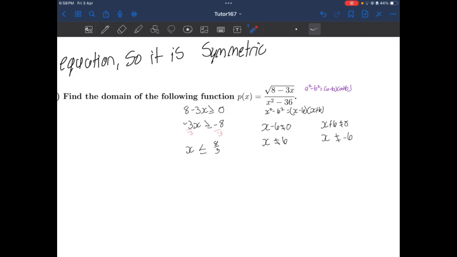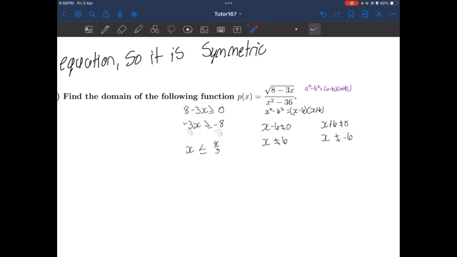So you see, we don't want our x value to be 6. We don't want it to be negative 6. And we want our x values to be less than or equal to 8 over 3. If it is anything different, it would give our function a negative number, and we don't want that.